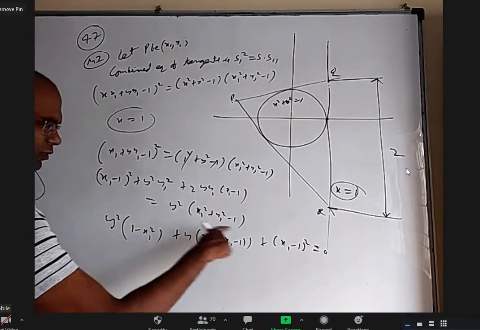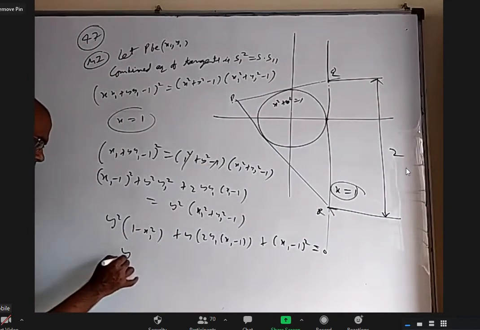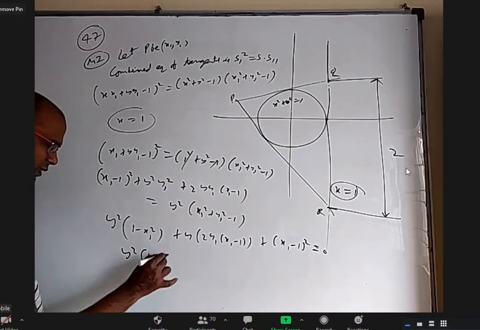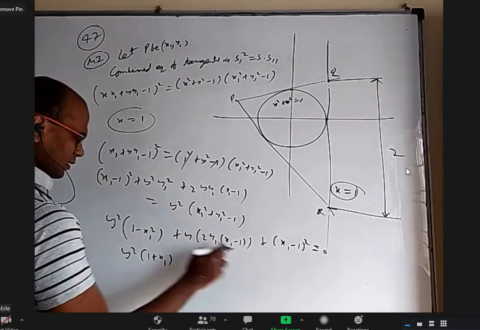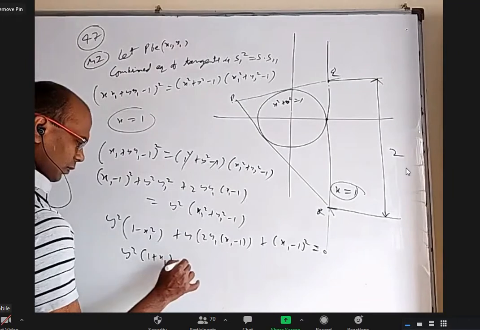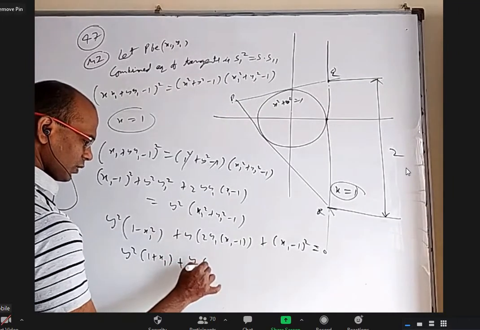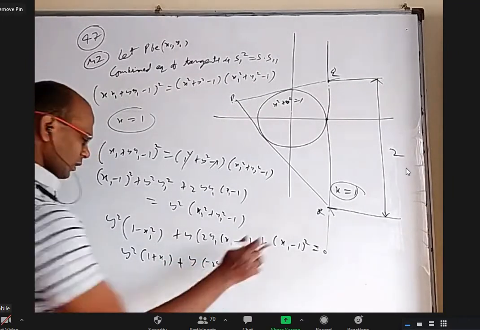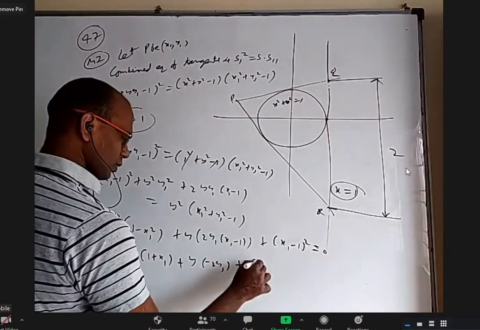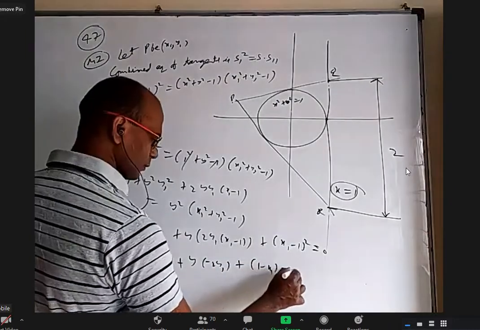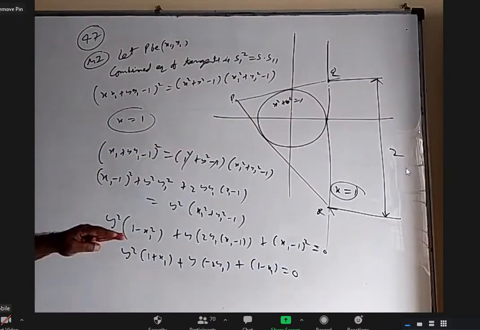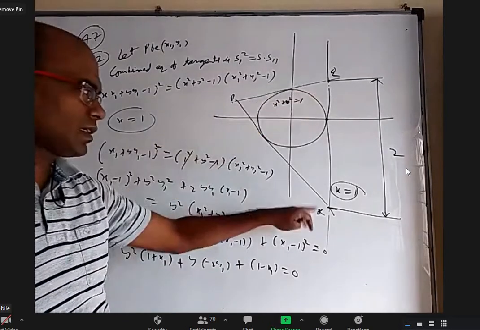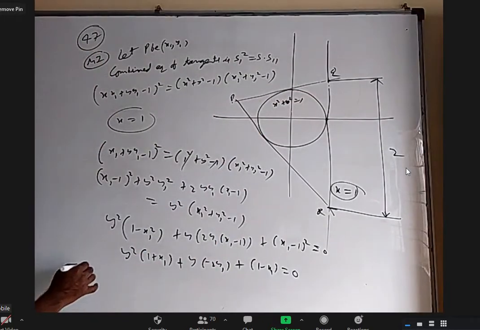I think I can cancel 1 minus x1 here. So it will be y square into (1 plus x1). If I cancel 1 minus x1 here, I'll get a minus, so plus y into minus 2 y1. This also I can write as (1 minus x1) whole square, with one factor of 1 minus x1 left. Okay, this is a quadratic equation. The roots are this and this. The difference of the roots should be 2.